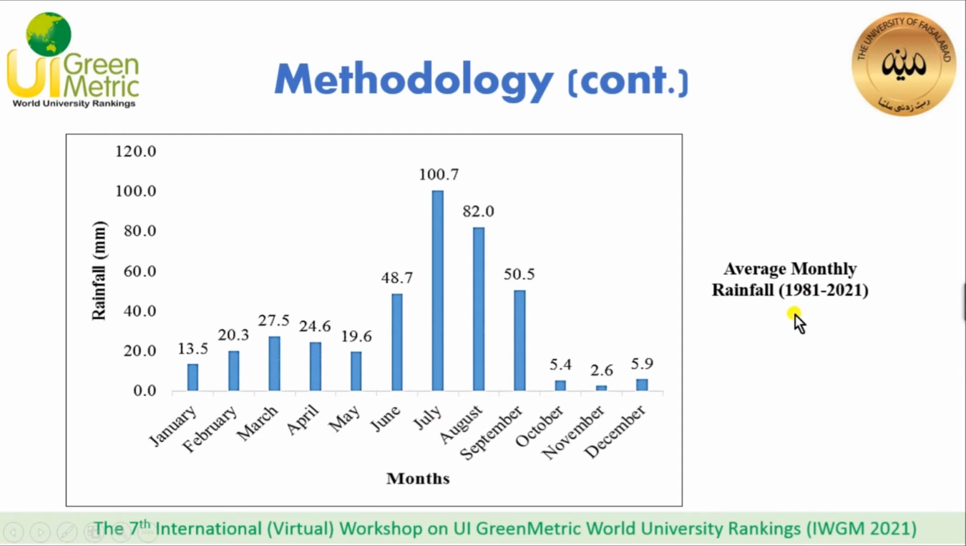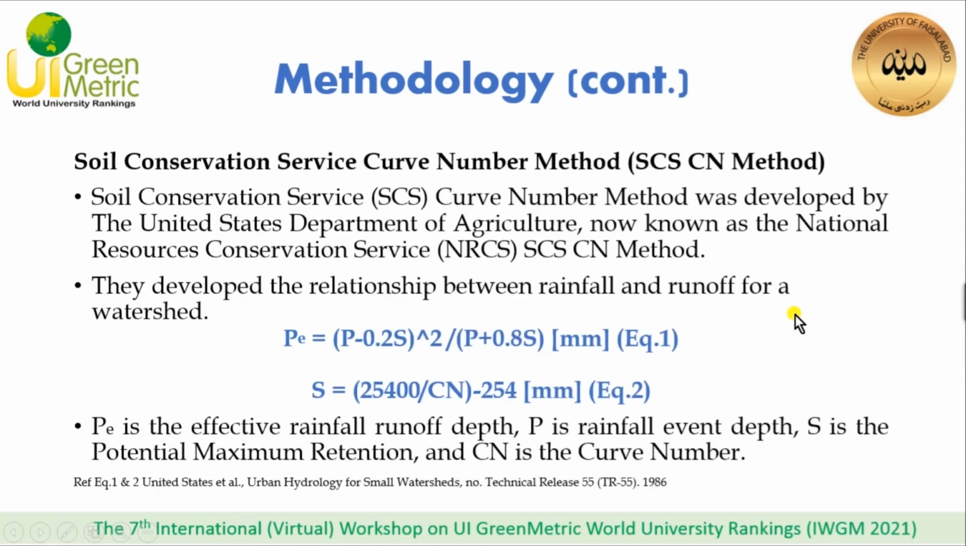For the calculation of the runoff, the Soil Conservation Service curve number method is used, which was developed by the Natural Resources Conservation Service (NRCS). Equation 1 is used for the effective runoff depth, where P is the rainfall event depth, S is the potential maximum retention, and CN is the curve number. So the higher the curve number, the less will be the losses.